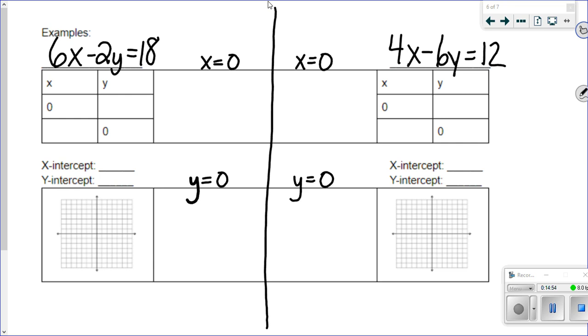Once you think you have solved these 2 problems, please bring your work up so it can be checked.